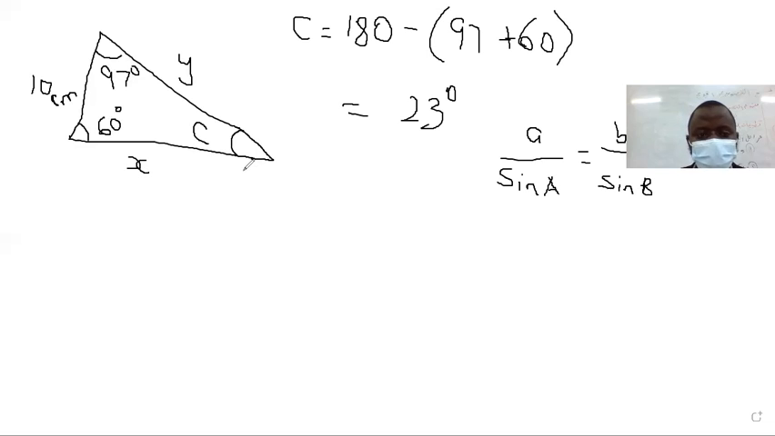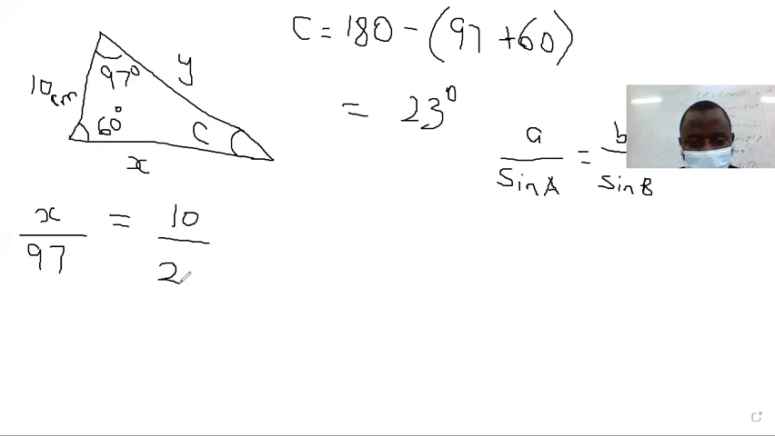Are you following? So if I apply that to this, I will have that my X, right, divided by, you can see that angle 97 is opposite side X. Angle 97 degree is opposite side X. So divide by 97 is equal to 10 centimeters, 10 divided by angle C is 23 degree. 23. So I'm looking for only X. Can you see this now?